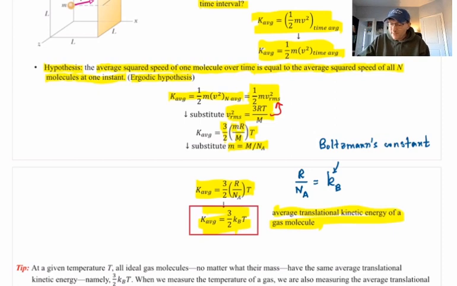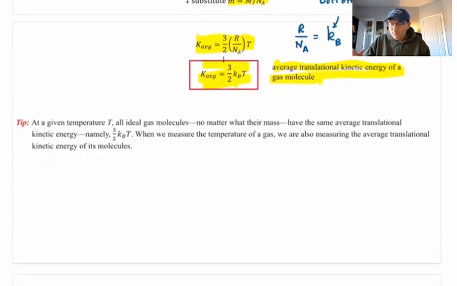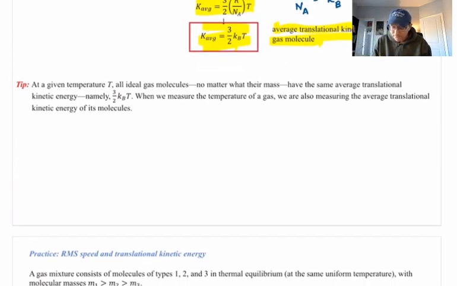So what are some of the upshots here of that new result? Well, here's one of the takeaways. At a given temperature, T, all ideal gas molecules, no matter what their mass, have the same average translational kinetic energy, namely 3/2 times Boltzmann's constant times the temperature. So it doesn't matter whether the gas molecules zipping around inside the box are hydrogen molecules, or nitrogen molecules, or oxygen molecules, or helium atoms. If the box has temperature T, then every one of those atoms has the same value for its average translational kinetic energy. The only thing that determines the average translational kinetic energy of atoms or molecules in a box is the temperature.